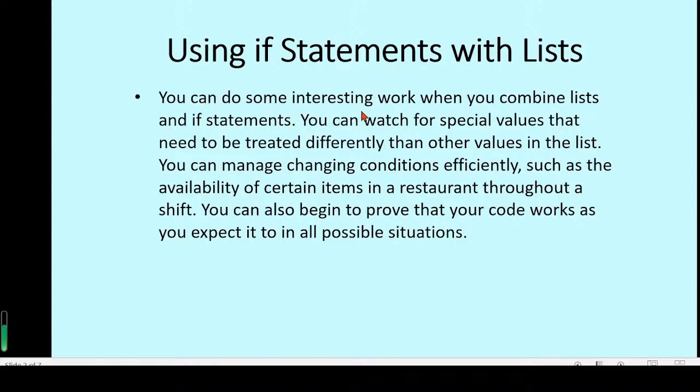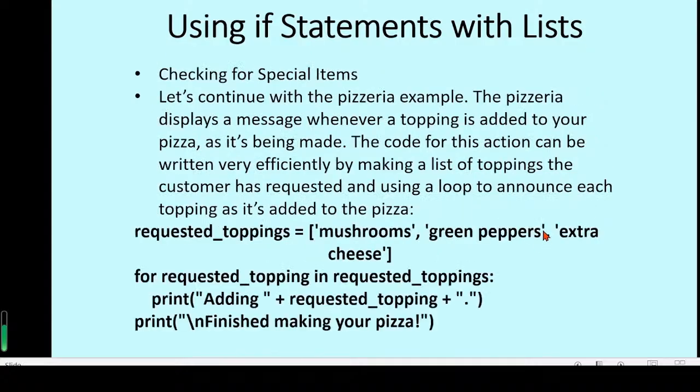You can do some interesting work when you combine lists and if statements. You can watch for special values that need to be treated differently than other values in the list. You can manage changing conditions efficiently, such as the availability of certain items in a restaurant throughout a shift. You can also begin to prove that your code works as you expect it to in all possible situations.